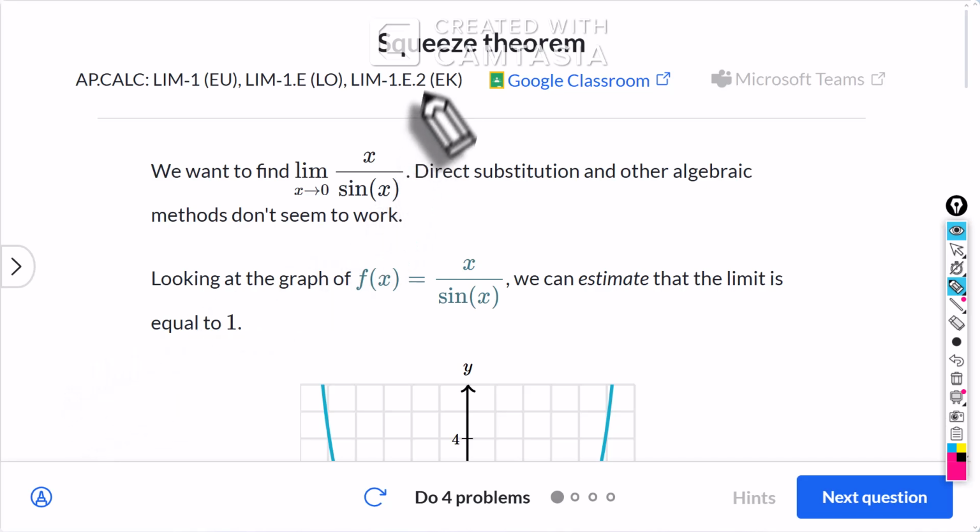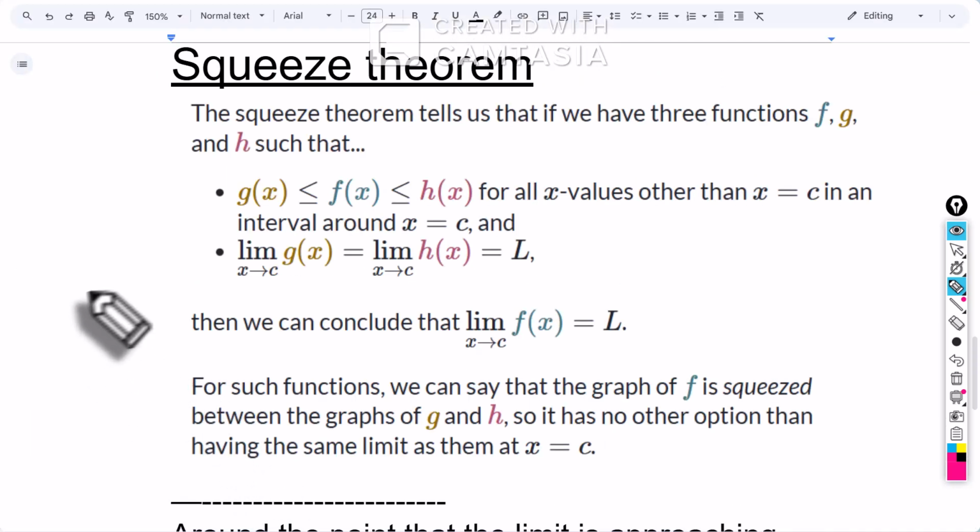This will be for the Khan Academy exercise, squeeze theorem. I'll give it to you in their words and then some of my own words. The squeeze theorem tells us that if we have three functions, f, g, and h, such that g of x is less than or equal to f of x is less than or equal to h of x for all x values other than x equals c in an interval around x equals c, and the limit as x approaches c of g of x equals the limit as x approaches c of h of x equals L, then we conclude that the limit as x approaches c of f of x equals L.